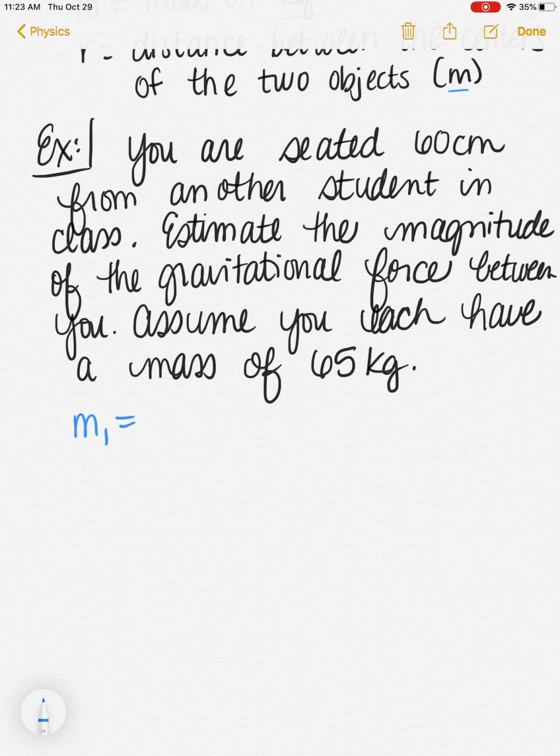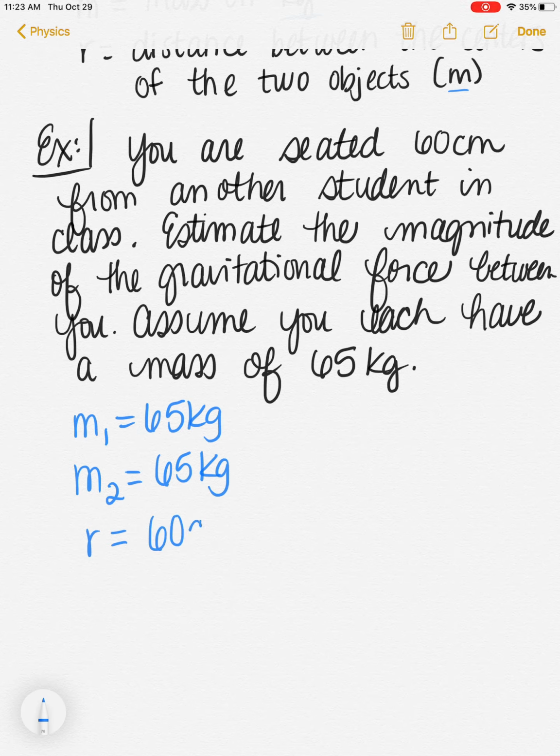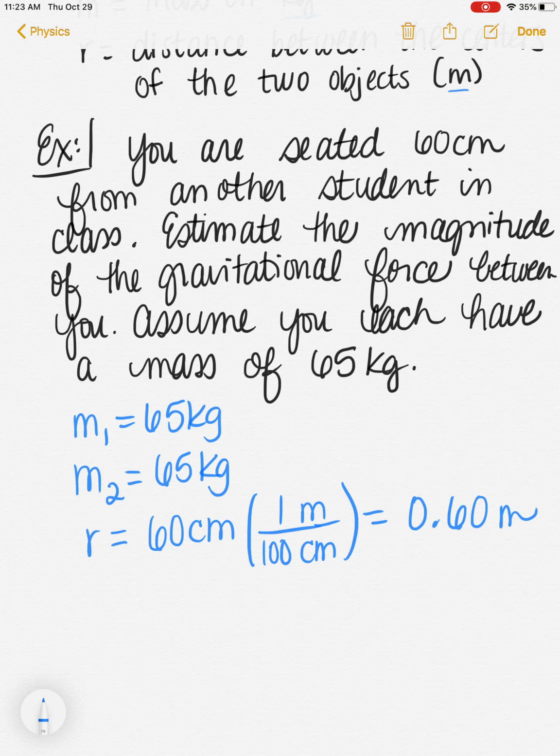So, we know the mass of the first student is 65 kilograms, and kilograms is an acceptable unit. The mass of the second student is also 65 kilograms, so we don't need to do any unit conversions there. It does say that you are seated 60 centimeters apart, so that's the radius of the attraction. We cannot use centimeters in our equation, we must use meters. So 1 meter is the equivalent of 100 centimeters. We do our conversion and we get 0.60 meters.